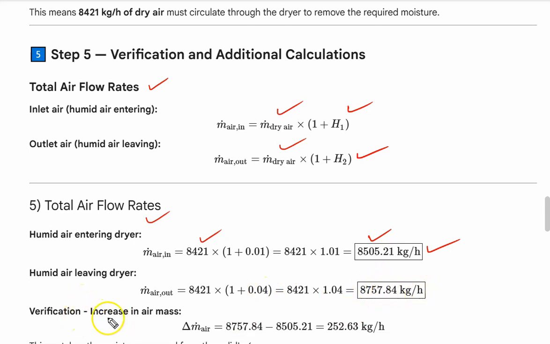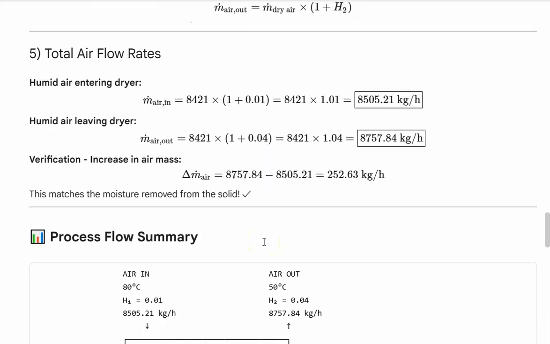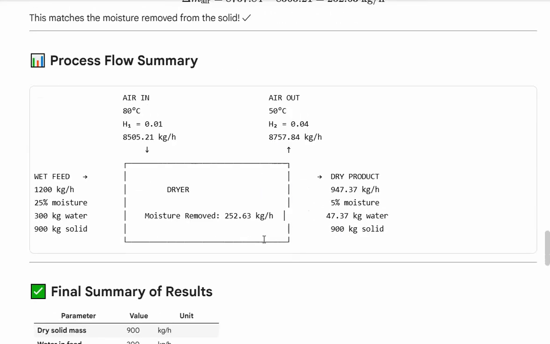Now for verification, the increase in air mass, del m air, is 252.63, that is nothing but the moisture. Okay, so we can easily verify that. So that matches the moisture removed from the solid. Now here is the full process flow summary. So we got all this information.